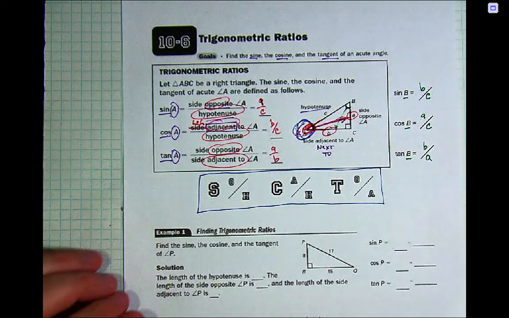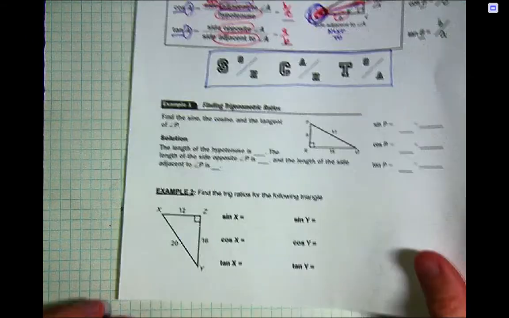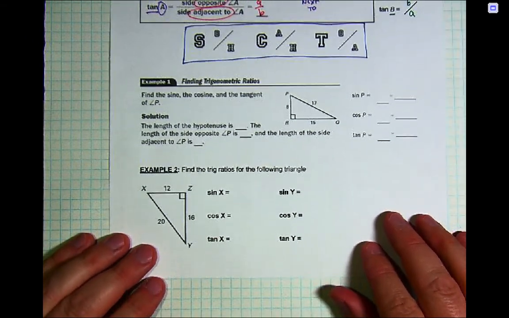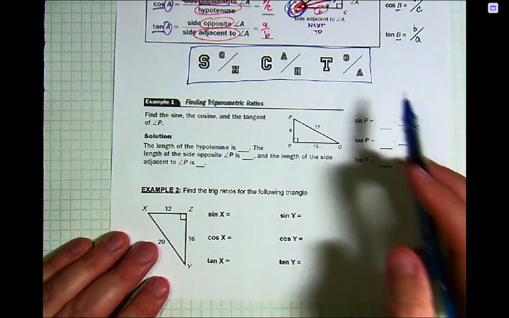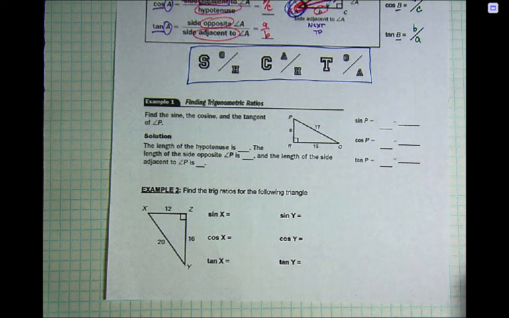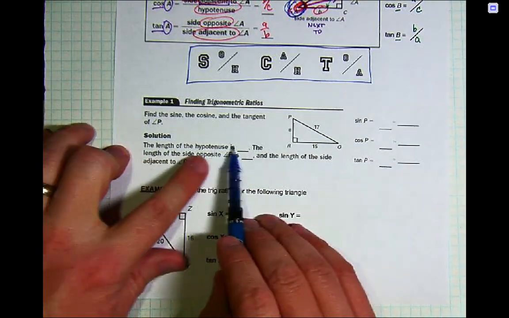Let's just do a little bit more practice, and then I think you'll have your trig ratios really down, and you'll be working on memorizing Sohcahtoa and what it means and practicing it until you get real good at it.